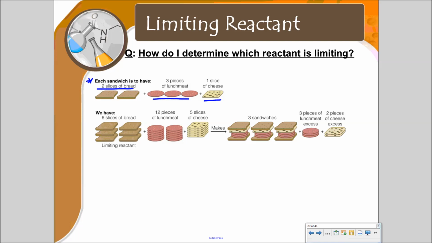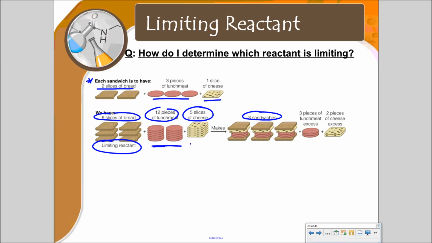If you go in and you look and you say, oh, I have 6 slices of bread, I have 12 pieces of lunch meat, and I have 5 slices of cheese. What's the most number of sandwiches you can make if every sandwich has to have 2 slices of bread, 3 pieces of lunch meat, and 1 slice of cheese? The most sandwiches you can make would be 3 sandwiches, because after that you run out of bread. You don't have enough for any more because you only had 6 slices. So that means the limiting reactant is the bread.